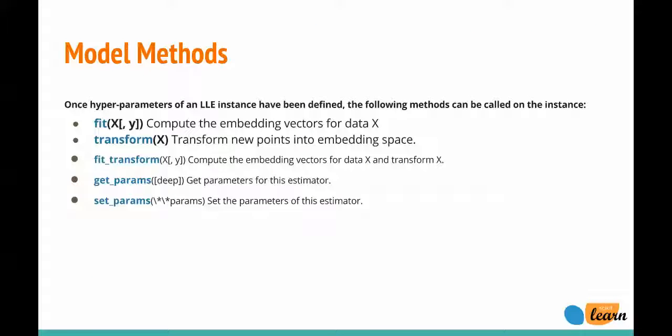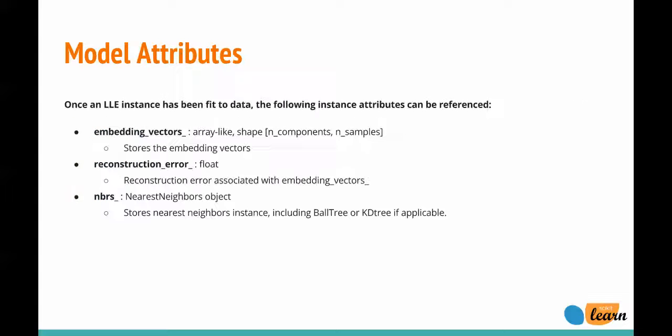Once an LLE instance has been defined with the desired hyperparameters, a manifold can be learned from data using the fit method. After fitting, the transform method can project the data onto the manifold and allow for further visualization or modeling. The fit_transform method combines the previous 2 methods into a single step. The get and set params methods allow the user to store and retrieve previously learned manifolds. Once an LLE manifold has been learned, the embedding vectors, reconstruction error, and the nearest neighbors model are retrievable using one of the LLE class attributes.